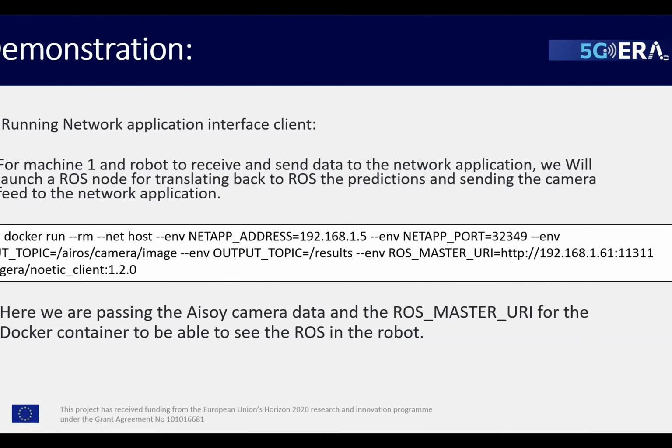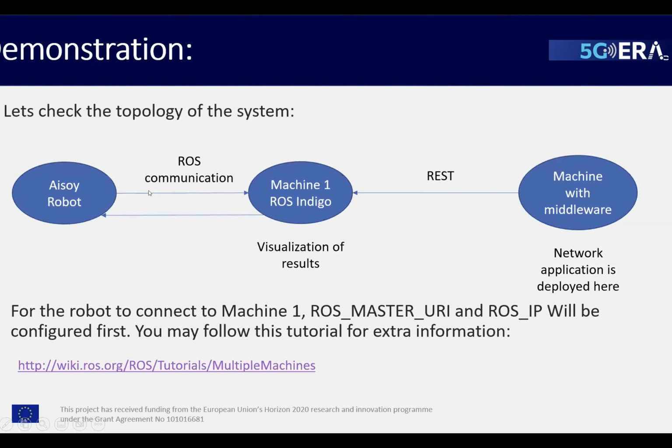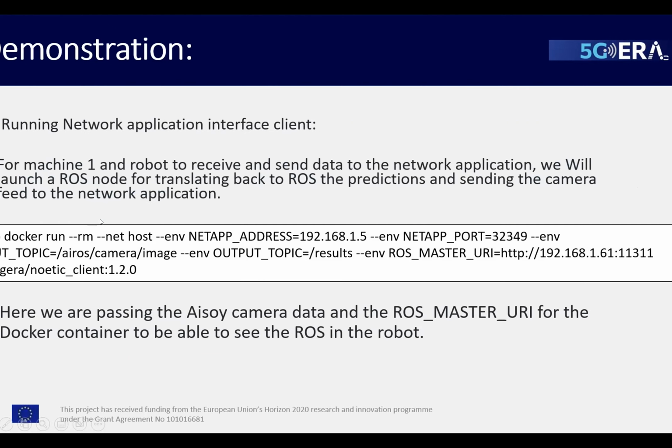And the configuration for this one looks like this. We are including the IP address of the network application and the port, and then there are some environment variables we have to configure. Basically, ROS master URI, so the Docker deployed container knows about the robot topics. And then we are also including the input topic, which is the camera of the robot, the iris camera image, and then the output topic we wanted to be results.